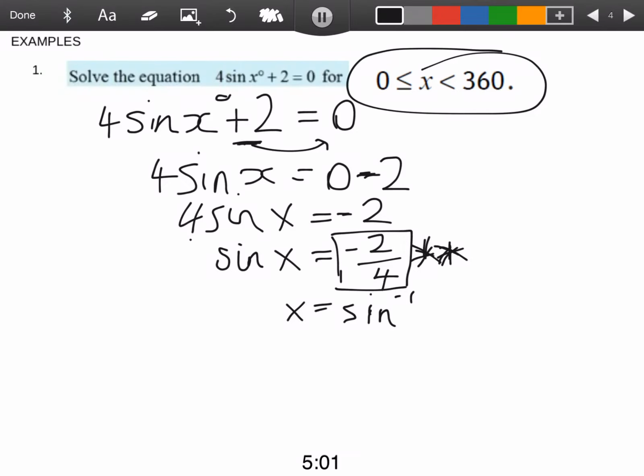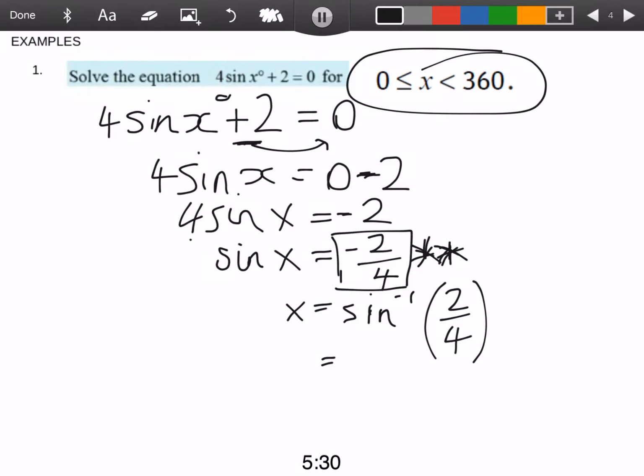I'm hoping you remember what you do. When you do your inverse sin, you don't actually type in negative 2 over 4. You just type in 2 over 4. Some people hit 2 divided by 4 on the calculator, which is 0.5, that's fine, then do inverse sin. But you do not put the negative in. So get your calculator. Again, as I said, some people do 2 divided by 4 first, then inverse sin, shift sin, or inverse second function sin.